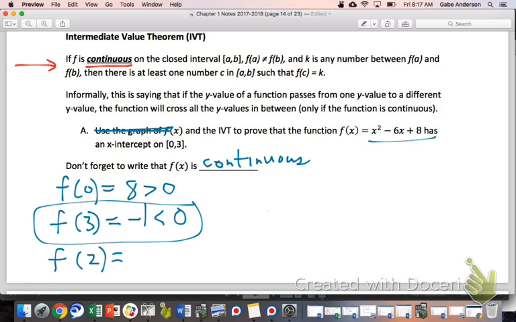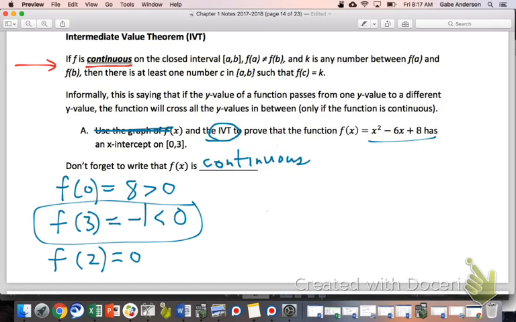You do get 0. Now, you know what? I wasn't planning on this. That brings up a very interesting point. So if you plug in a 2, you do get 0. And so you might be tempted to say, hey, there's the 0. But I want you to look really carefully at the instructions. The instructions said use the IVT.